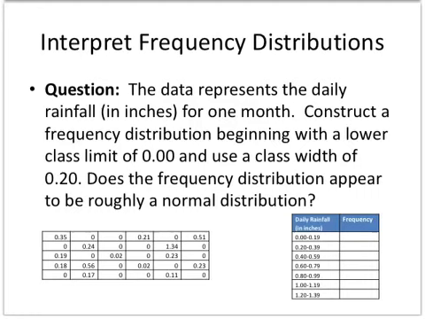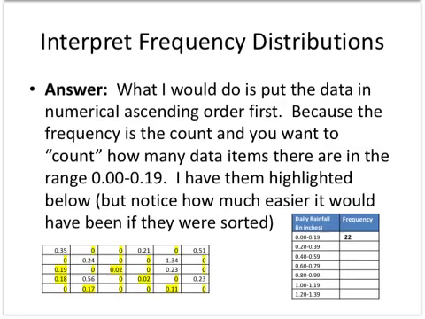Alright, interpret frequency distributions. The data in this table represents the daily rainfall in inches for 1 month. Construct a frequency distribution beginning with a lower class limit of 0 and use a class width of 0.20. Does the frequency distribution appear to be roughly a normal distribution? It would be a lot quicker to put these in order, but I'm going to do it this way.